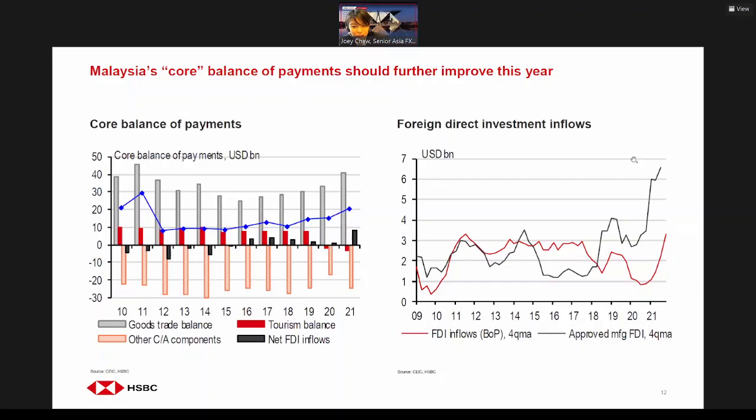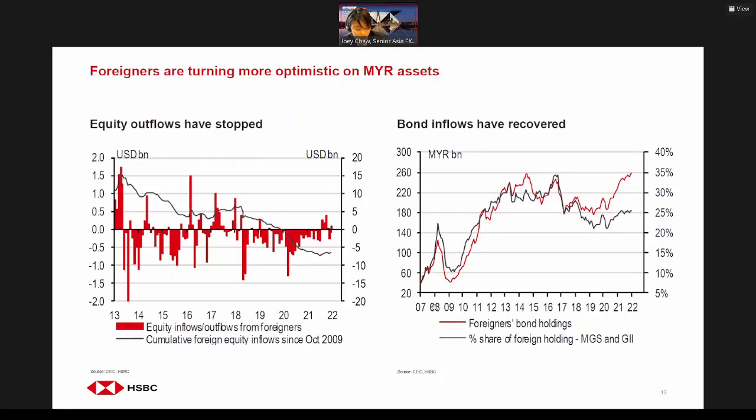So we're still quite hopeful that this FDI could further support Malaysia's current account and balance of payments on top of the trade balance. And then also there's this hope that maybe the tourism balance, which was negative last year, could at least turn to zero or maybe even slightly positive. So all these things work together and hopefully propel the ringgit a bit stronger.